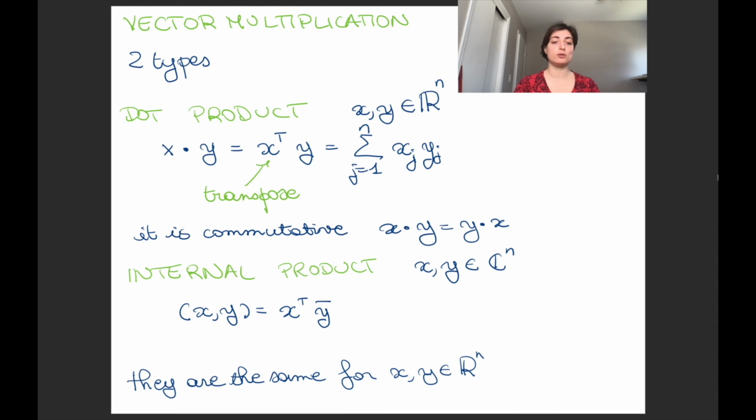We have what is called the inner product. It's usually defined for complex vectors. It's similar to the dot product in the sense that x inner product y is x transpose times y, but this time we take the complex conjugate of y. Notice how these are the same if you are in the reals. So real vectors have the same approach. It doesn't matter if you're taking the dot product or the inner product. It only matters if you're looking at complex vectors.